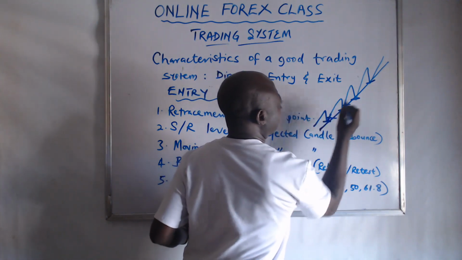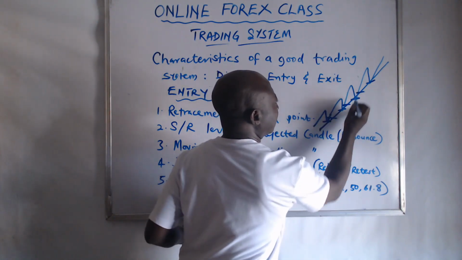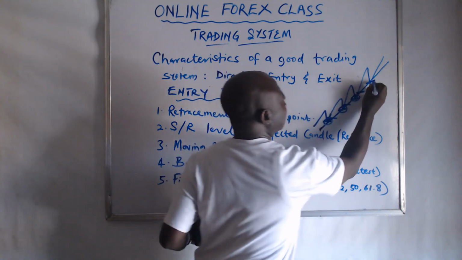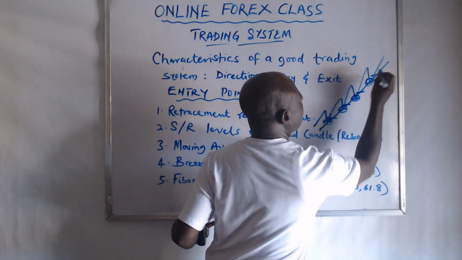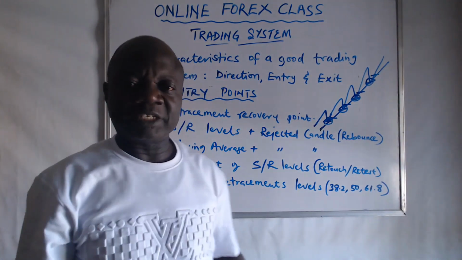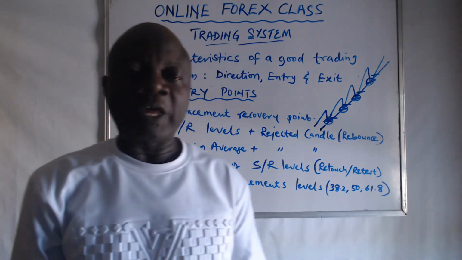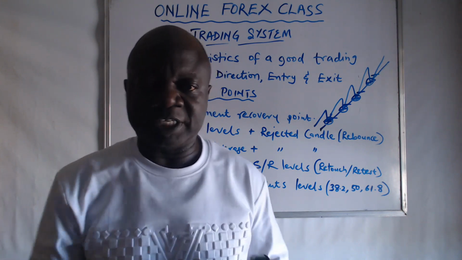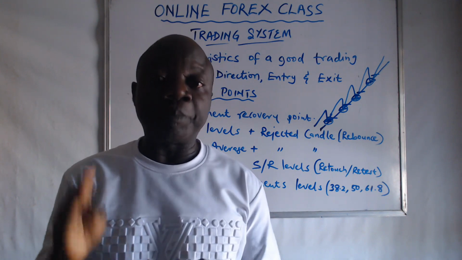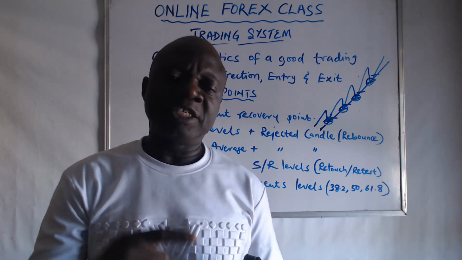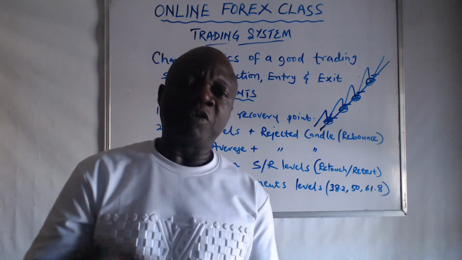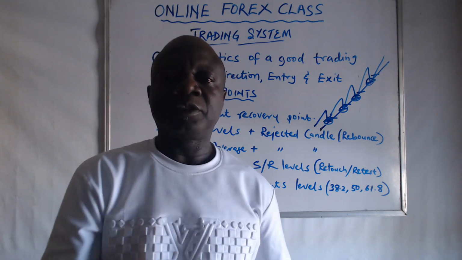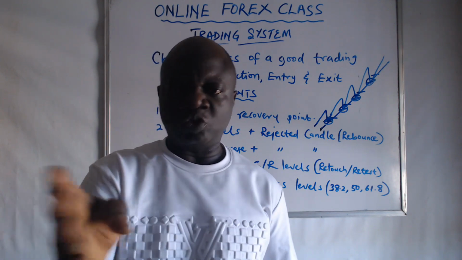Then you enter from this place. You enter from this place. But these are the good areas. So that is the area. This also. So you enter from here. So those are the places where it is very good to enter into the market, especially when you are buying or when you are selling. So that is recovery points. So immediately the market retraces back and then recovers and tries to move back to the previous direction. Then you enter just like I show you now.